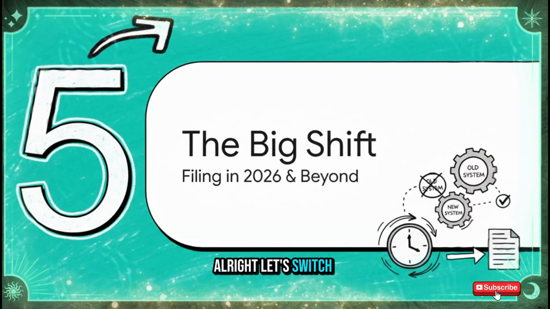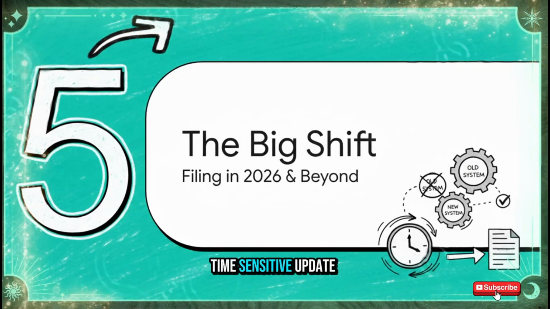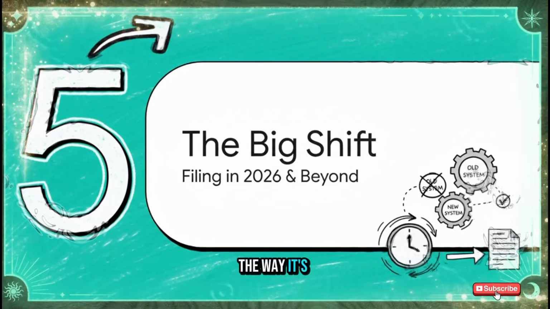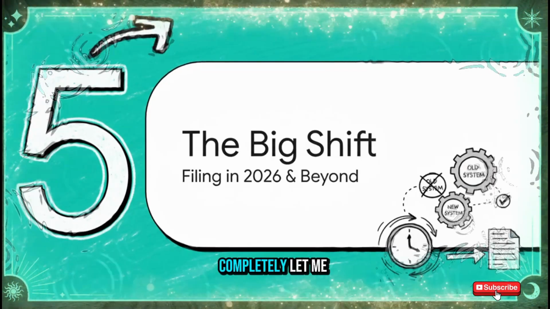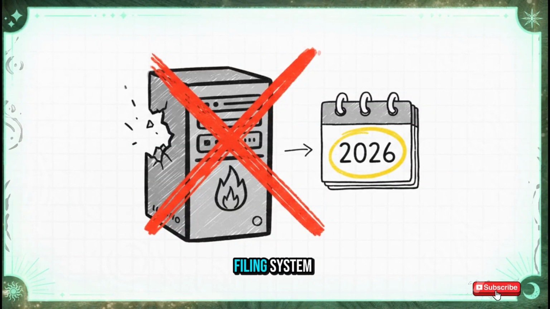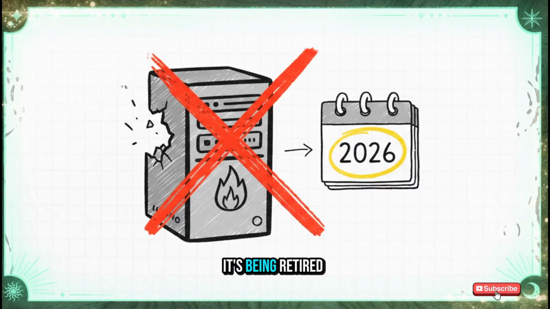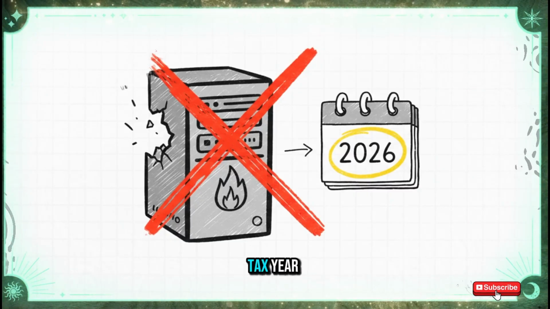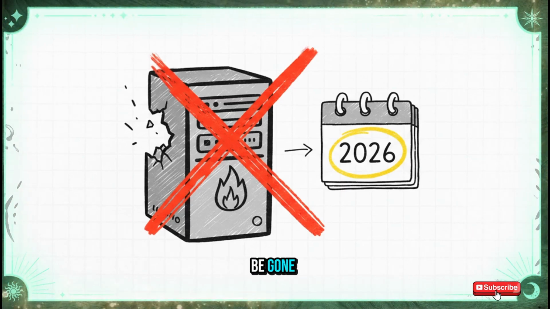All right, let's switch gears for a minute, because this next part is a really practical, time-sensitive update for anyone who's actually filing these forms. The way it's been done for years is about to change completely. Let me make this as clear as possible. The old electronic filing system, which is known as FIRE, is being shut down. It's being retired. Starting with the forms you file for the 2026 tax year, which are actually due in early 2027, that system will be gone.